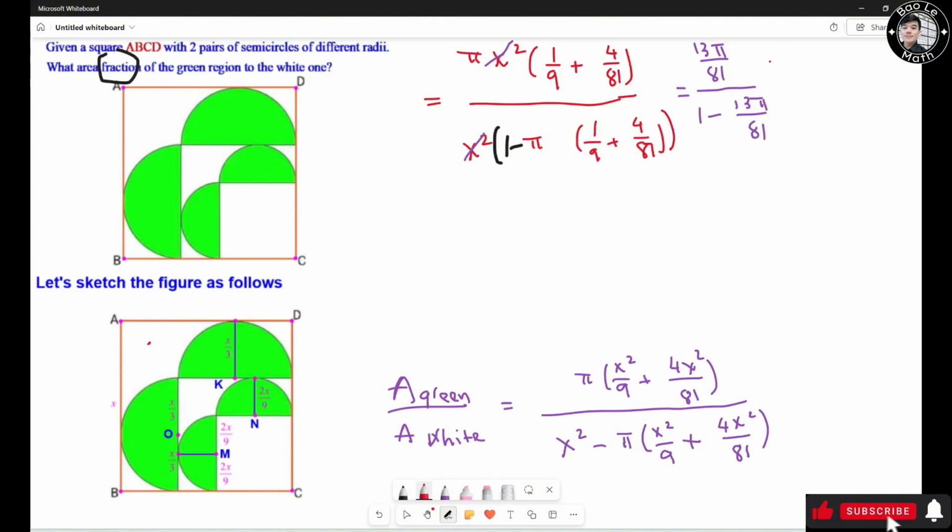Now I need to multiply the top and bottom by 81, so then I'm going to cancel out the denominator. 81 and 81 right here cancel out. The top should be 13 pi. Now for the bottom right here, I just distribute 81. 81 times 1 should be 81. Now 81 times this one cancels out 81, so it could be minus 13 pi. And this is the final answer. And it's your time to stop.